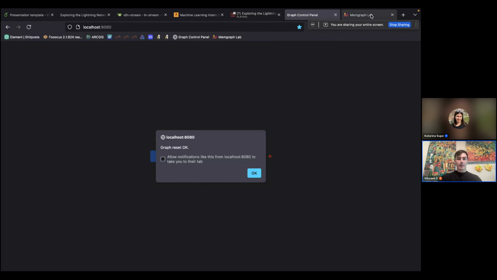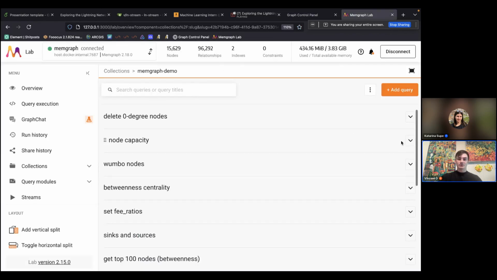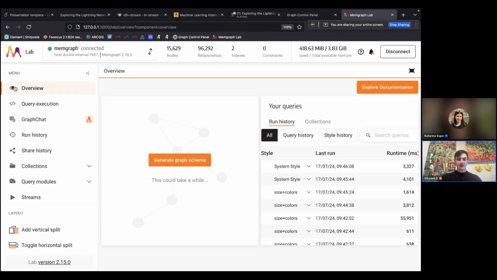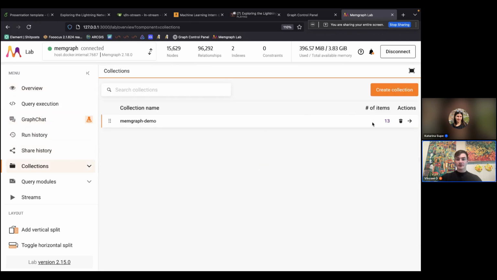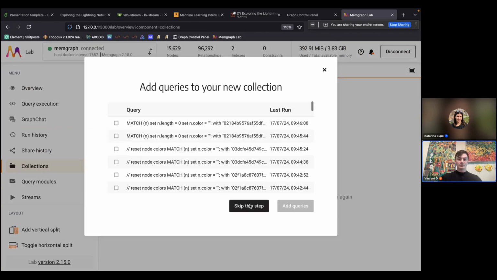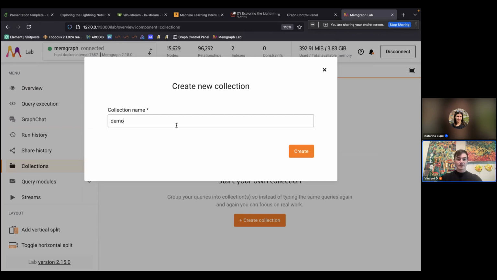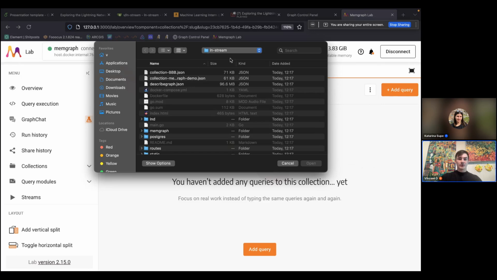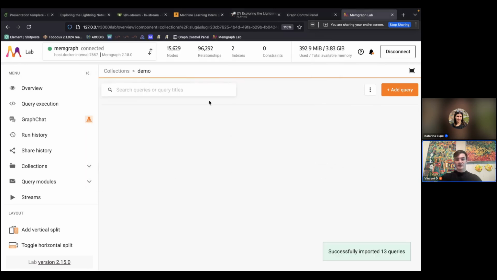It looks like it's done. So you wouldn't have this right away. I think you would see something like this. So you'd go to collections. This should be empty. It'll look like this. Give it a name. So we'll call this demo. And then import queries. It should open up to the project folder under EllenStream. Use this latest one, Memgraph demo.